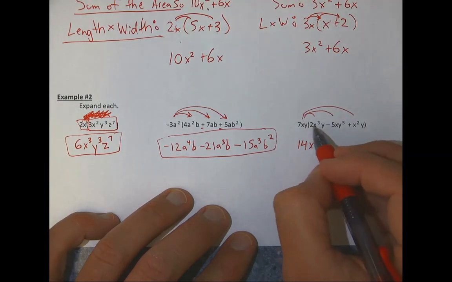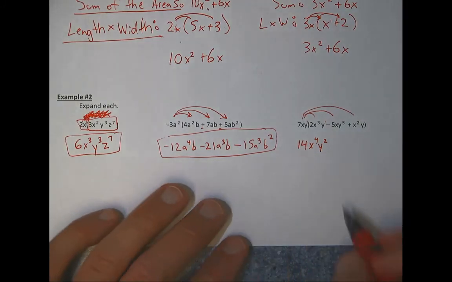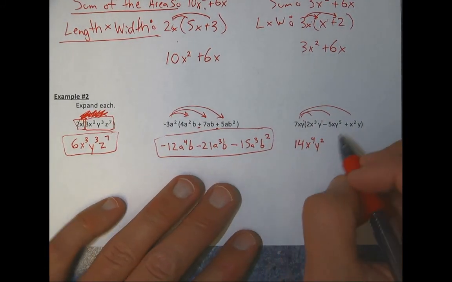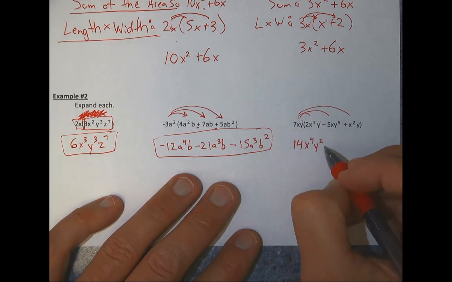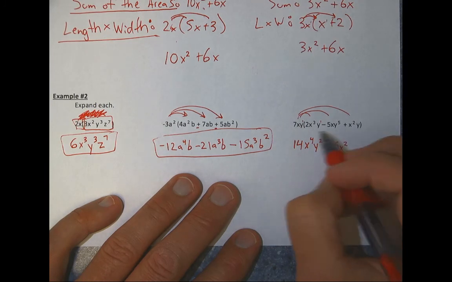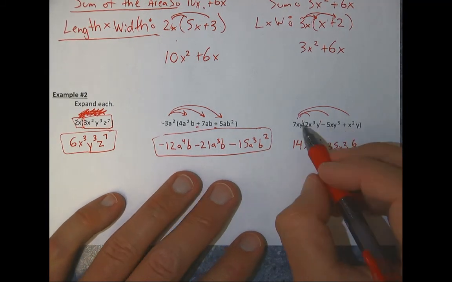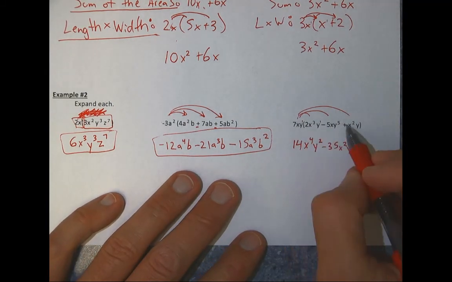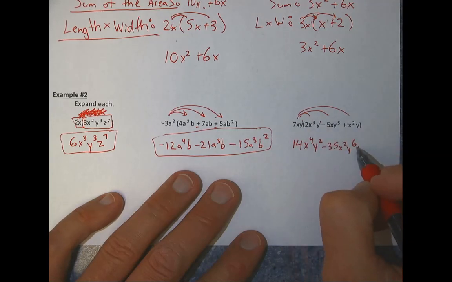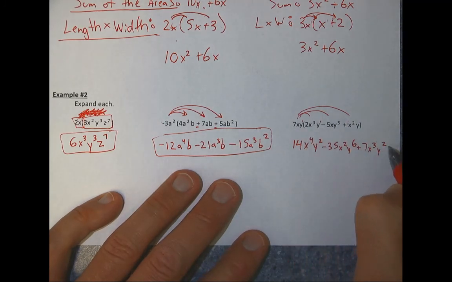And now I do have a y to multiply with this y. So y to the first times y to the first is y to the second. So nothing tags along there. Everything's getting multiplied. 7 times negative 5 is negative 35. X times x is x squared. And y to the first and y to the fifth is y to the sixth. And then my last one. This is really a 1 in front, so 7 times 1 is positive 7. X to the first and x squared is x to the third. Y times y is y squared.